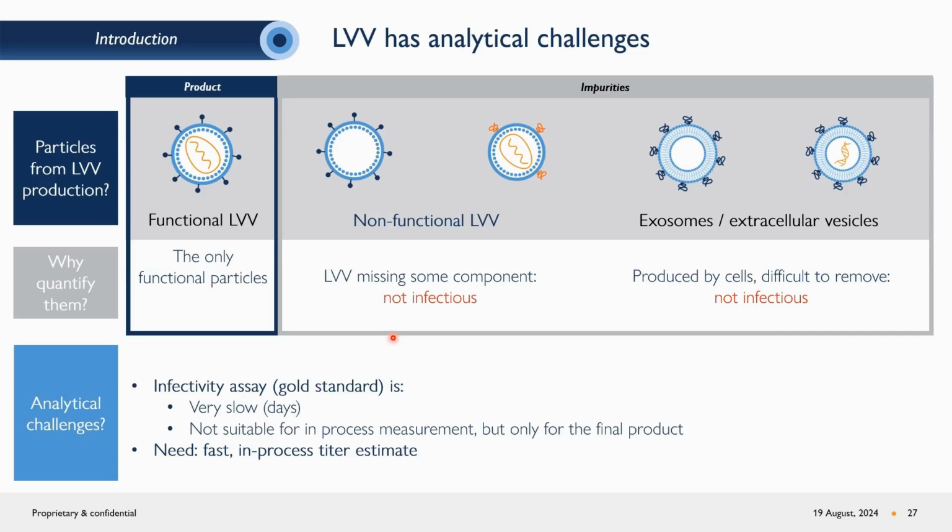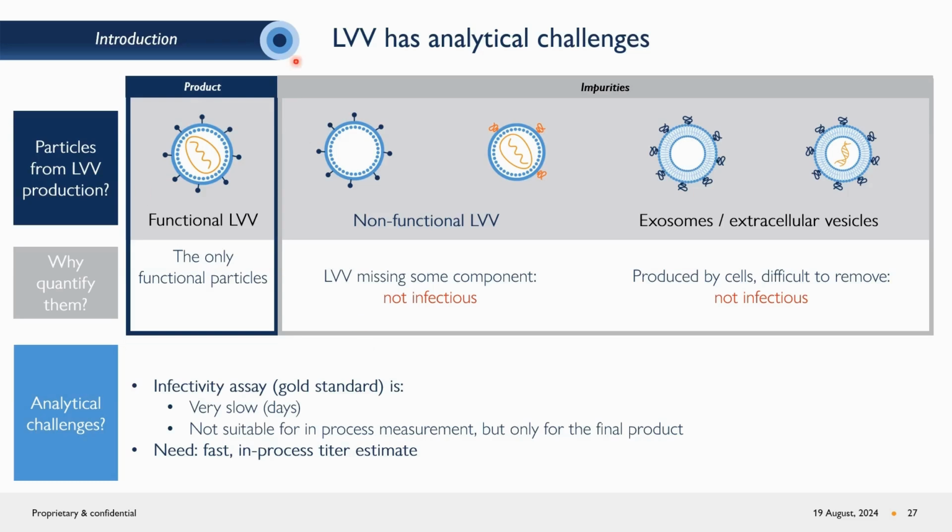In terms of analytical tools available for lentiviruses, the gold standard is definitely the infectivity assay, which would allow to know how many functional particles are in there. However, this would take several days and is definitely not suitable for in-process measurement, but only can be used for the final product. The need here would be to have some fast in-process titer estimate that can be used before the end of the process and on the final product in order to assess whether the production is going in the right direction and if not, ideally stop it earlier.